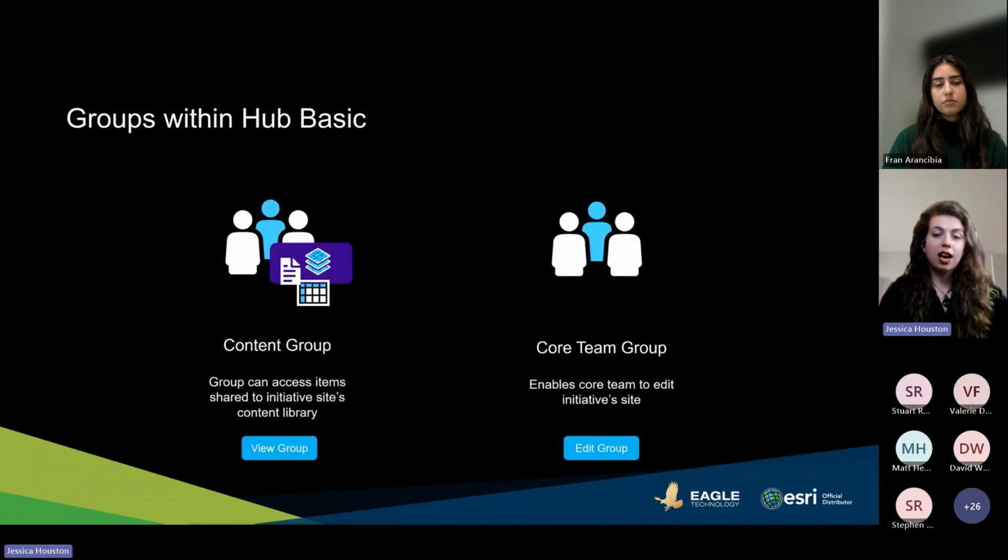And when you create a Hub Basic, you automatically create two groups. You create your content group, and this is basically where you can control, maybe it's public facing, maybe it's just organizational, but this is where you put things that you want your users to view. Then you have your core team group, and this is where something in your hub that you maybe want a little level higher. So this is somebody who can edit. This is somebody who can manage items in the hub a little bit more.